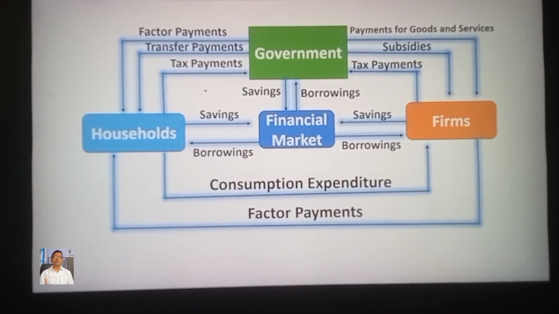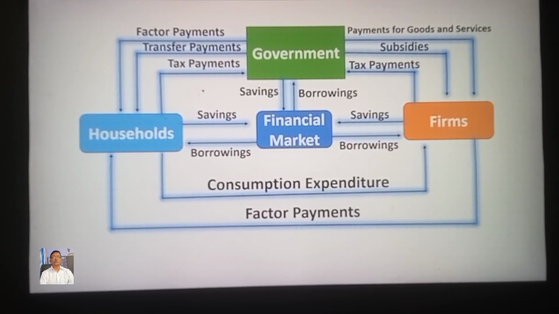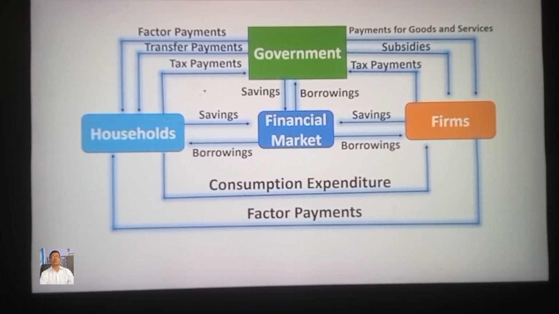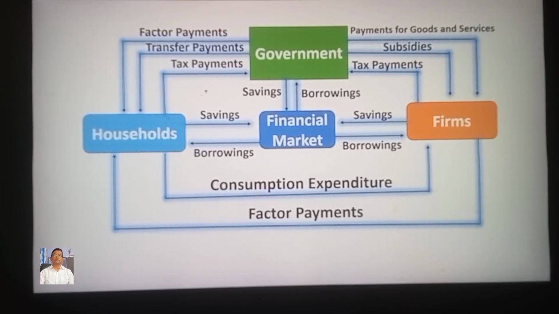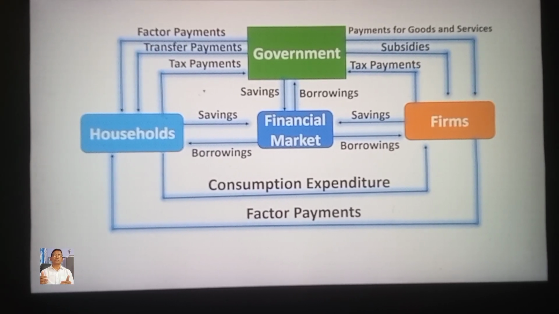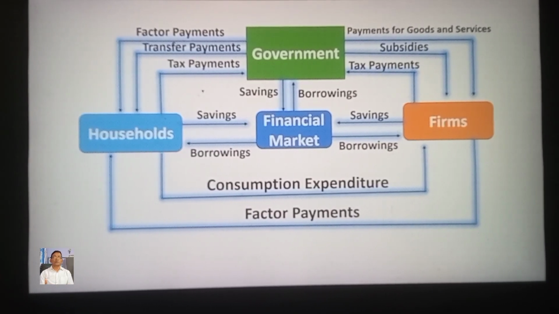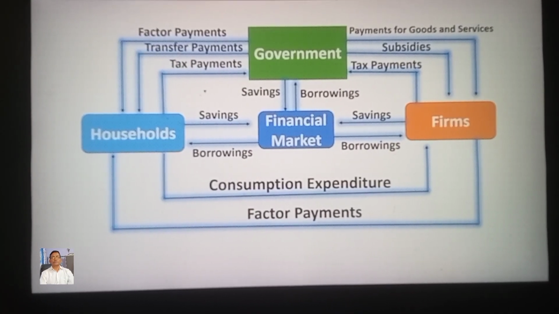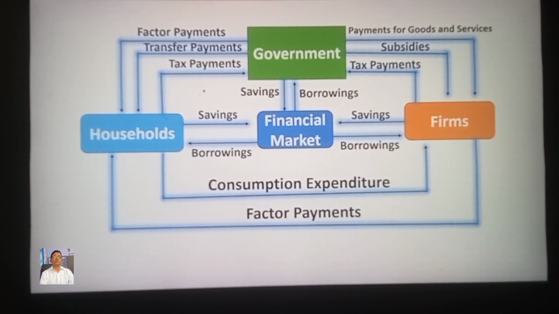Let us see how transactions are made among these three sectors. Between household and government, the money from the government to households flows in an economy in two forms. First, in the form of transfer payments such as old age pensions, scholarships, etc. Second, in the form of factor payments for hiring factor services of the households. This money flows back from households to the government in the form of direct taxes such as income tax, etc.